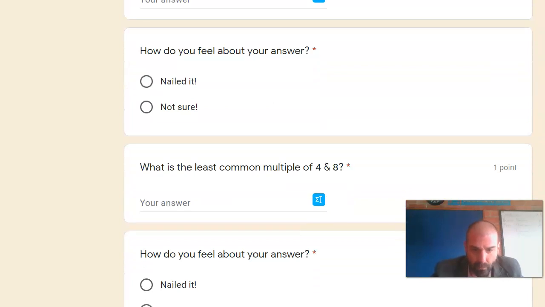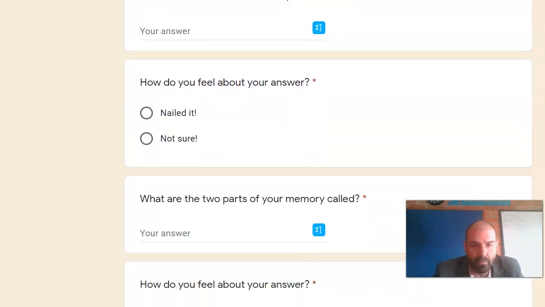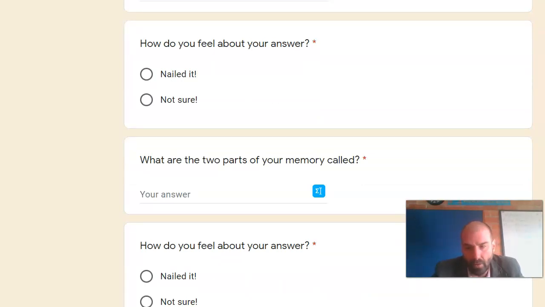What is the least common multiple of 4 and 8? 8, because 4 times 2 is 8, so multiples of 4: 4, 8, 12, 16; multiples of 8: 8, 16. So the least one is 8, though. What are the 2 parts of your memory called? Working memory and long-term memory.